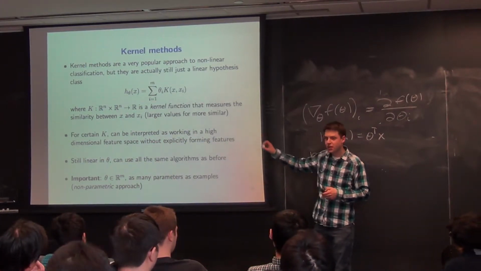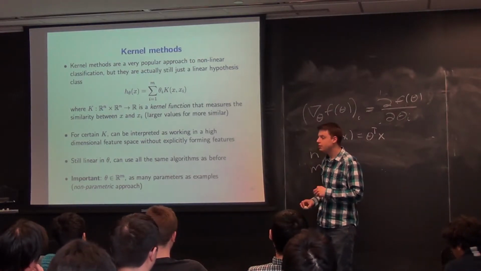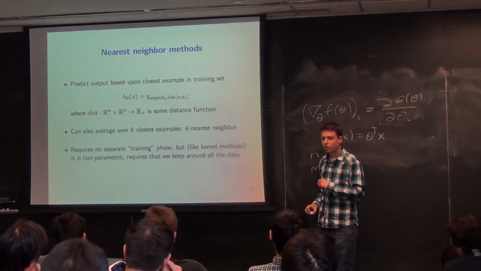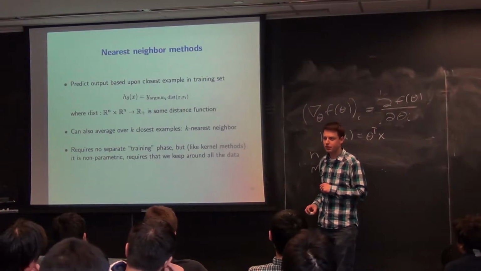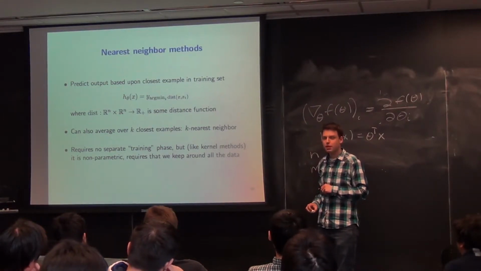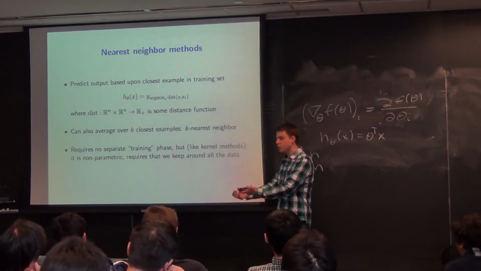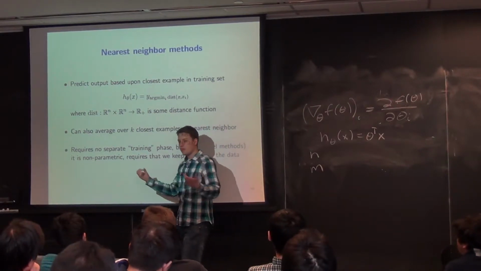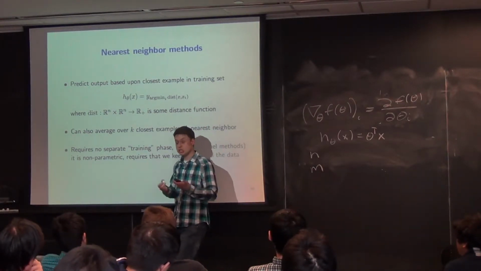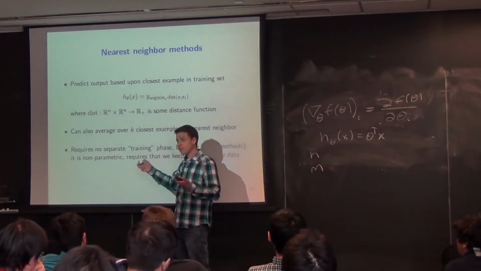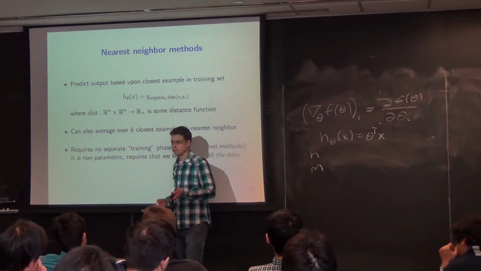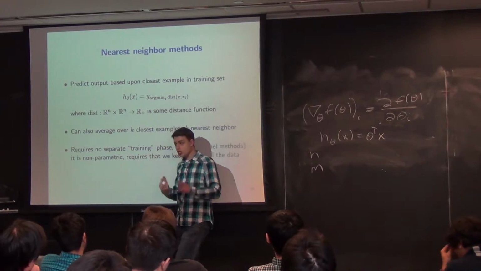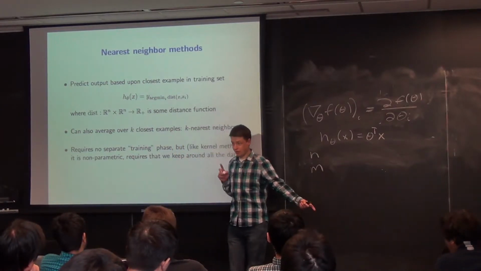Another method in this same class, a non-parametric method, is what are called nearest neighbor methods. These are actually conceptually simpler. The idea is you have some new example you haven't seen before, a new set of input features. You find the example in your data set that it's closest to, and just predict the label of that old example. This is also non-parametric because you have to keep around everything you've seen.